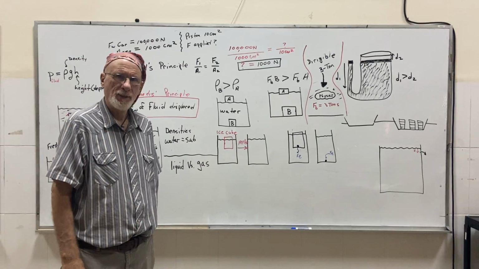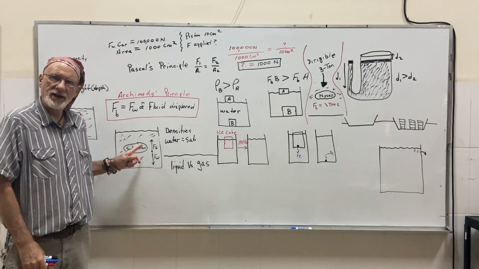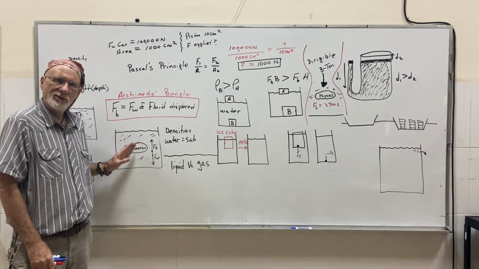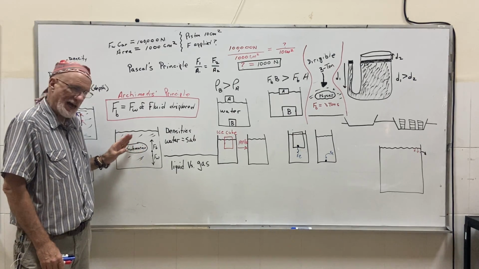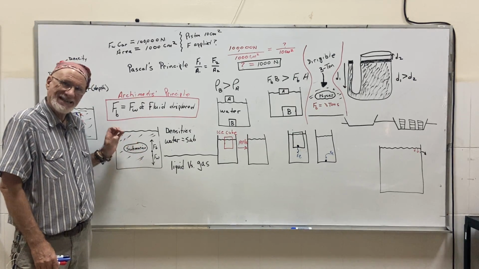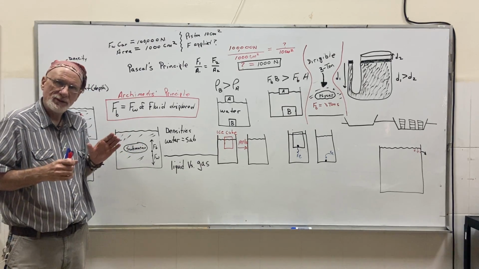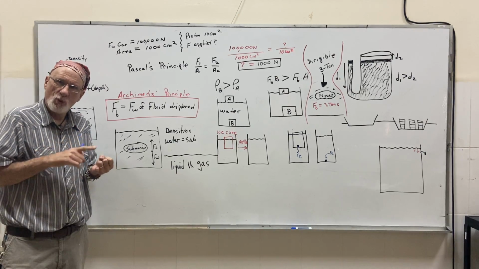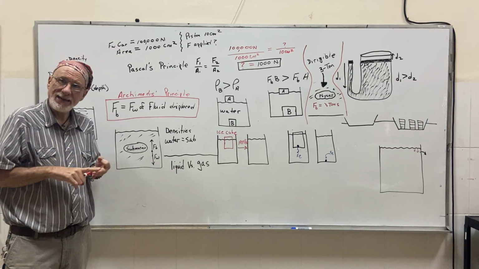Okay, next. Let's look at this submarine. The submarine is hovering right there. What would you say about the total density of the sub relative to the water? Is the submarine more dense than the water, less dense than the water, or the same as the water?